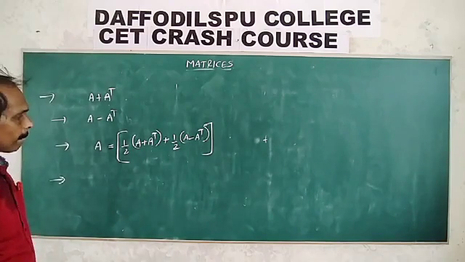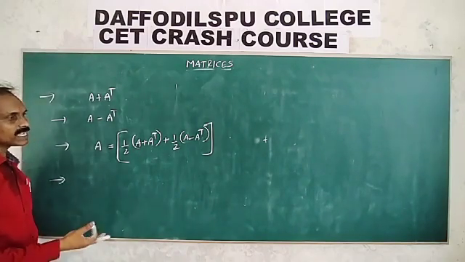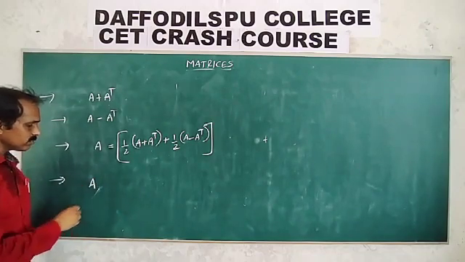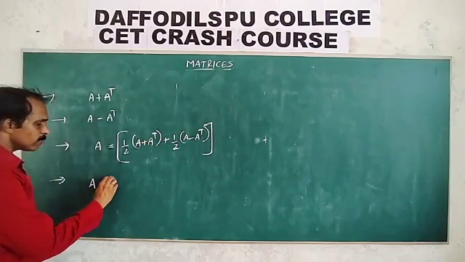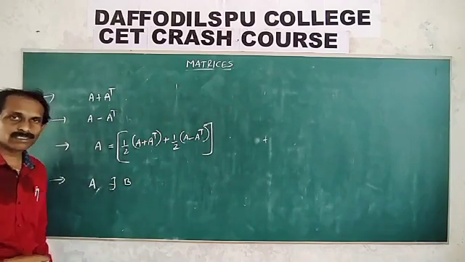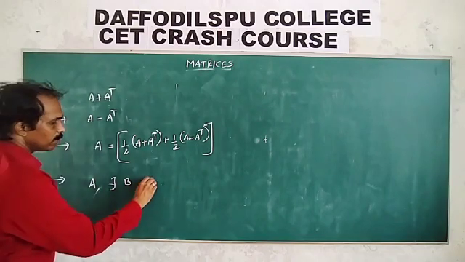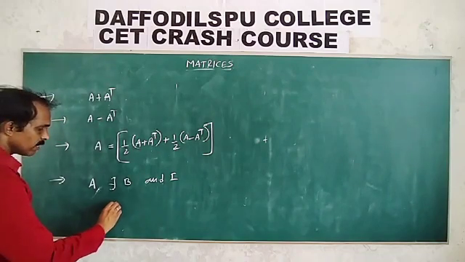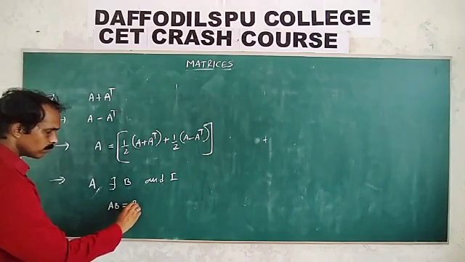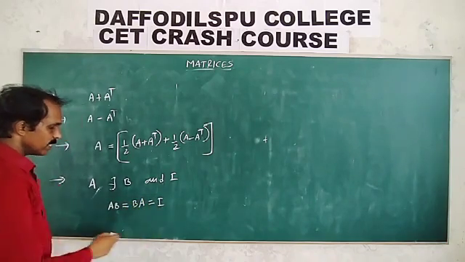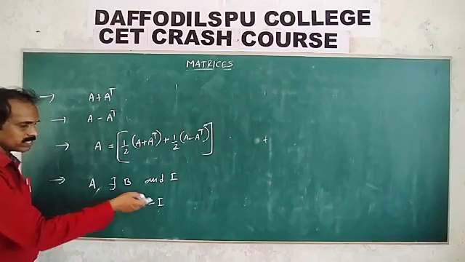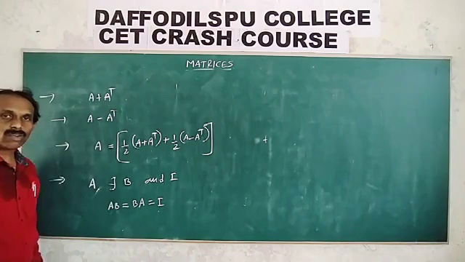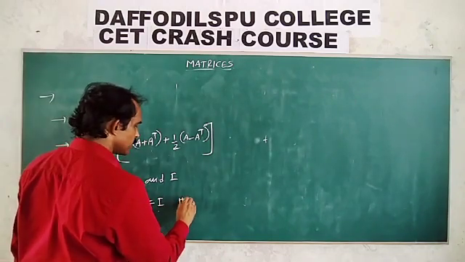These are the definitions of symmetric and skew symmetric. Next, let A be any square matrix of order m. If there is a matrix B of the same order, and I is an identity matrix of the same order, such that AB is equal to BA is equal to I, then A is called an invertible matrix.